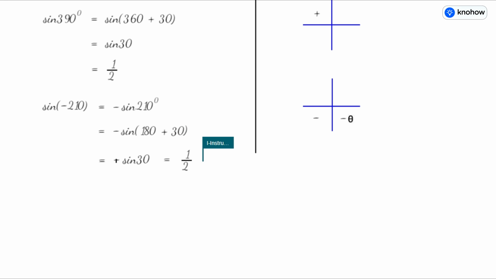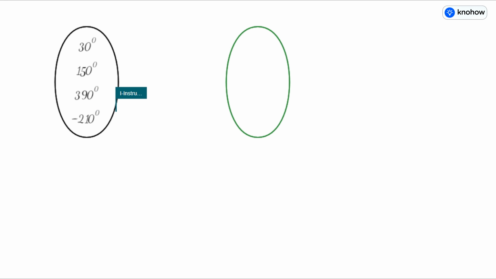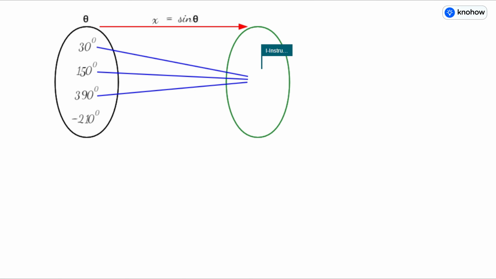What all I have done by now, just see. Look at these angles, whether the angle is 30 degree or 150 degree or 390 degree, maybe minus 210 degree or minus 330 degree. This is the value of theta. And what is the value of sine theta? In all such cases, the value of sine theta is half. Do you understand what I am trying to tell you?